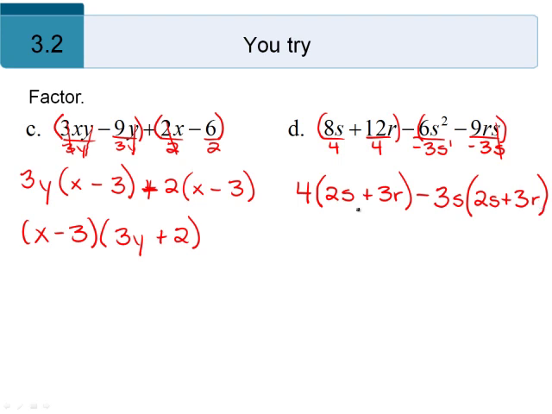And if you look, yay, we're on the right track. The parentheses are the same. So that comes out front, 2s plus 3r. And your leftovers go in the other parentheses, 4 minus 3s. You're just picking up what's outside the 2 parentheses for your leftovers.